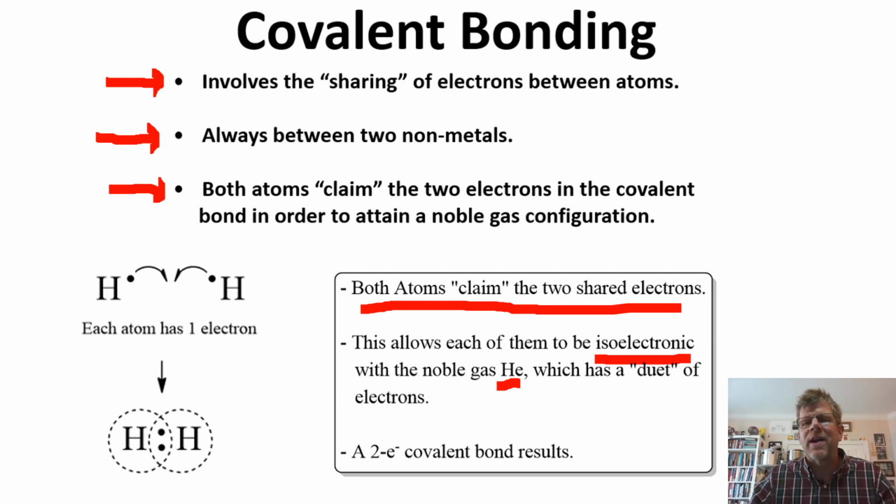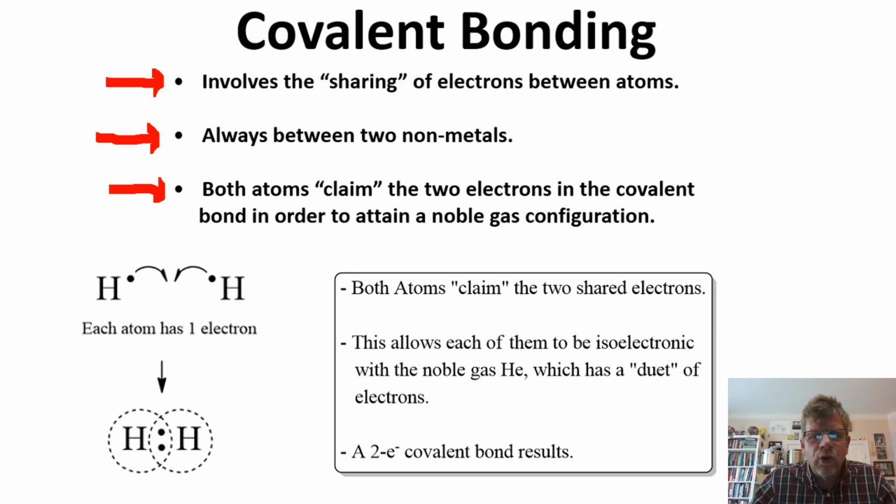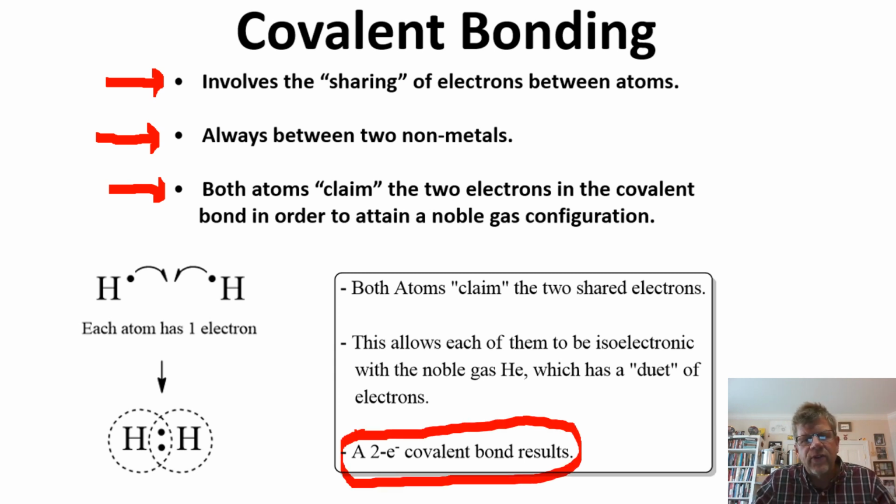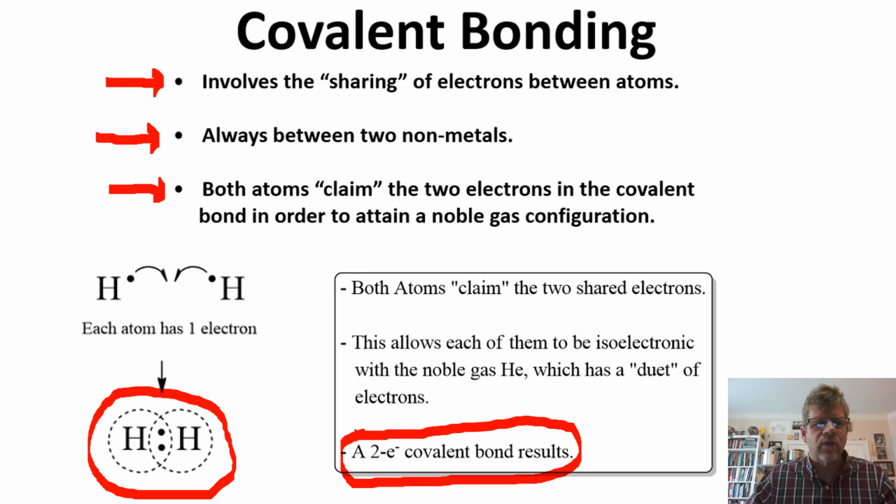A duet is essentially an octet. It is a noble gas configuration. And ultimately, what we end up with is a two-electron covalent bond resulting. Always two electrons in a covalent bond. Now, interestingly, hydrogen always comes as a packet. It is still an element because it's only hydrogen. However, it always comes in twos. It's considered a diatomic element. Diatomic because there are two atoms. Element because it's the same atoms. It's still the same element.